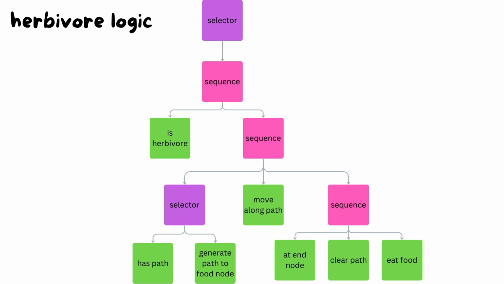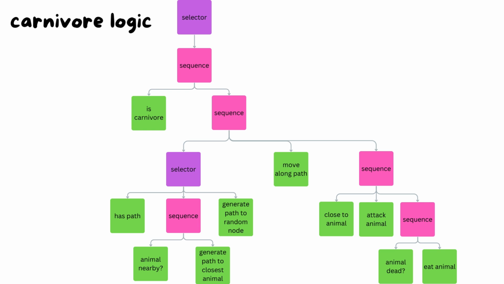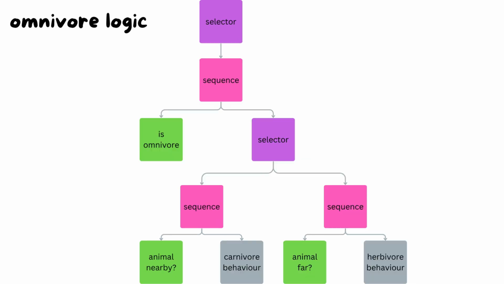The eating behavior is different for each type of animal. Herbivores will go to the closest food node to eat, denoted by the green color of the node in this demo. Carnivores will go towards the closest animal and attack it until it dies, then they'll be able to eat it. And then omnivores can either eat a plant or eat an animal. This is dependent on whether there are any animals nearby. Omnivores will prioritize eating an animal before eating a plant.